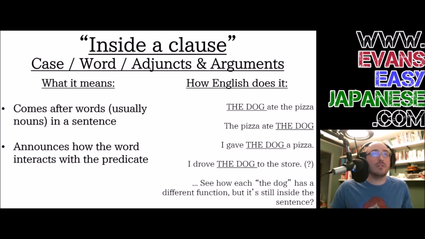For example, English doesn't have particles, but a particle will do something like these example sentences on the right. So, for example, if we just follow the word the dog and see how it interacts with each one of these sentences, you'll see how each one of the dogs is inside of the sentence, inside of the clause. However, it has a different meaning. So, for example, the first one, the dog ate the pizza. So what did the dog do? It ate. What did it eat? It ate the pizza.